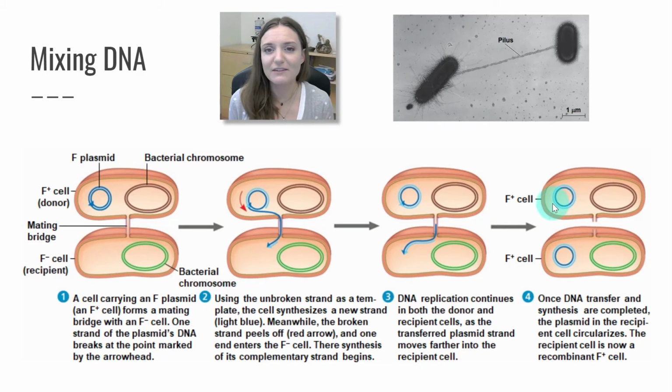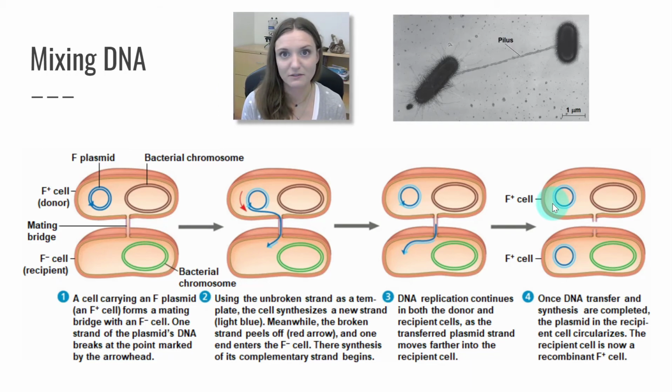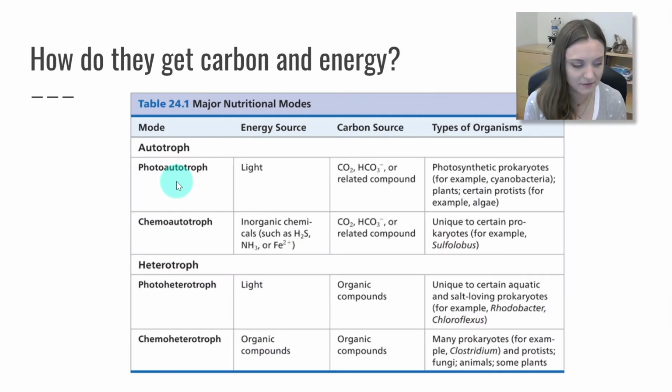Even though bacteria don't go through sexual reproduction, which results in the mixing of genes, right? We have half the genes from our mom, half the genes from our dad. Bacteria can still mix up their DNA with each other through this process we call conjugation, by sending plasmids around to each other. So again, even though they seem really simple, and they're just single-celled organisms, they are incredibly diverse. They're especially diverse in how they get their carbon and their energy.